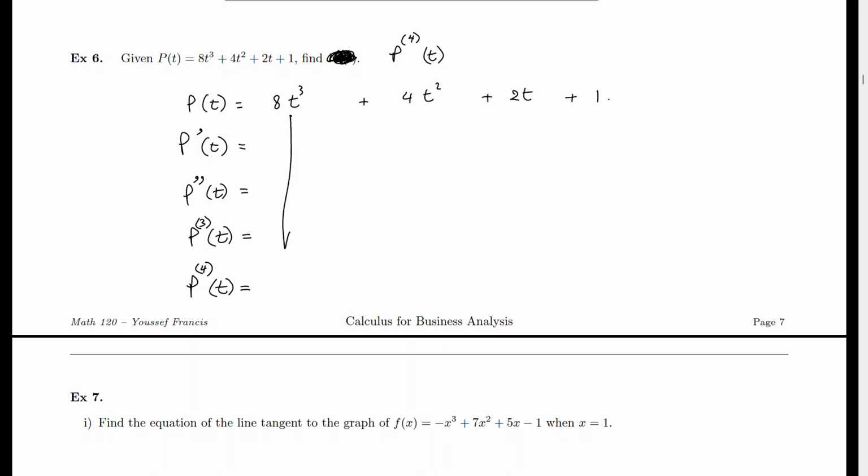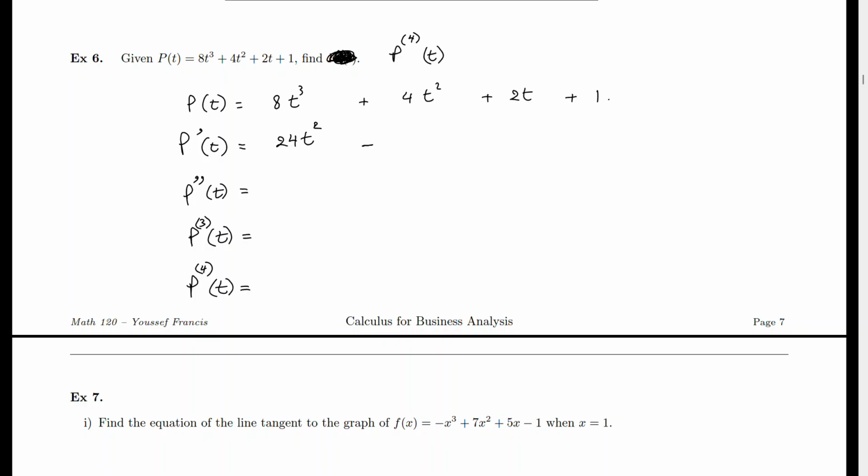So I'll write the derivatives of everybody in the same column. So what's the derivative of 8t cubed? 8 hangs out, the t cubed becomes 3t squared, but 8 times 3 is going to be 24, and then the t squared is hanging out next to it.